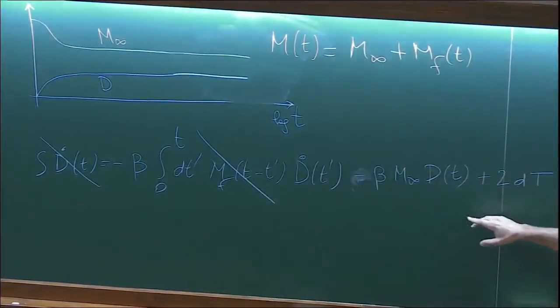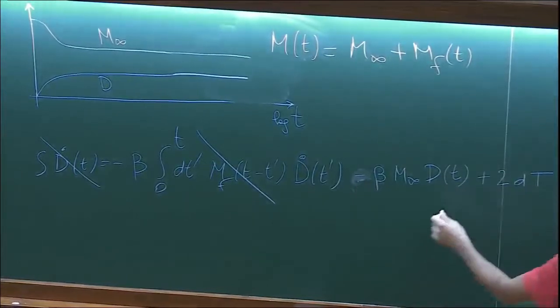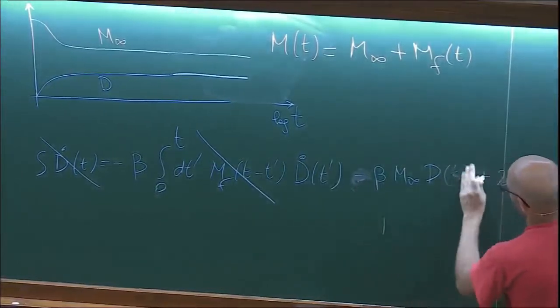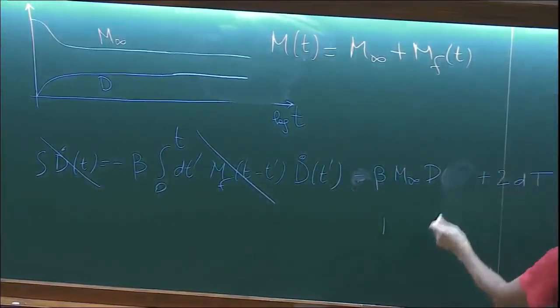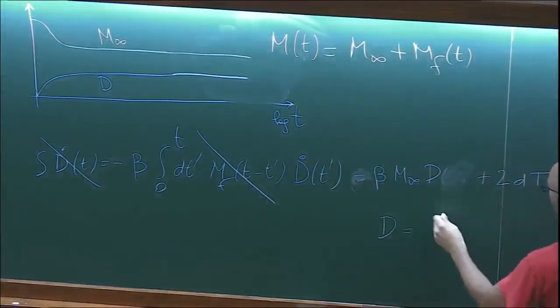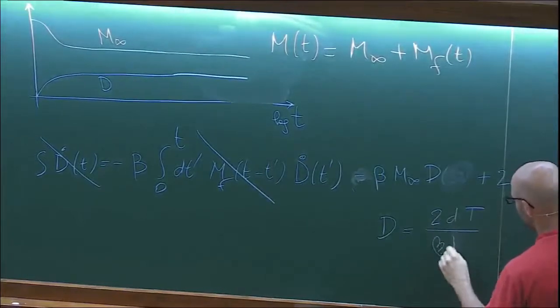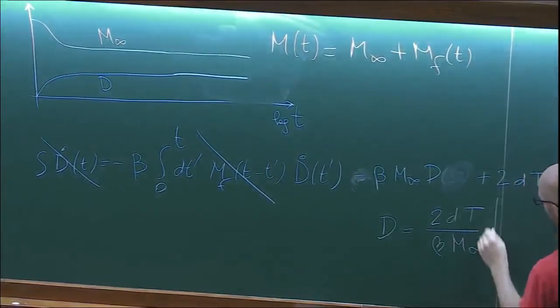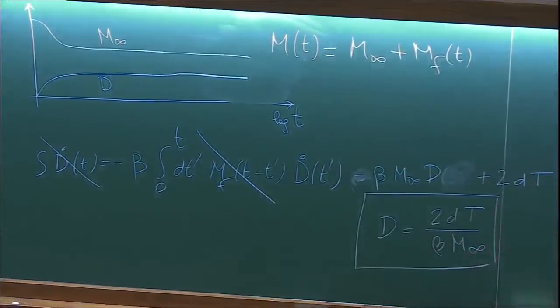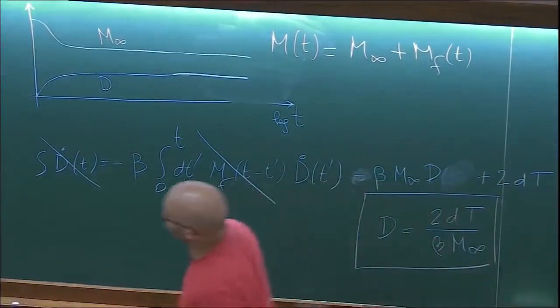So in the long time limit, I kill this term. So I get 0 equal to this, and then I get that, and this will be d in the long time limit. So I get d equal to 2 dt divided by beta m infinity. Okay. So the plateau.